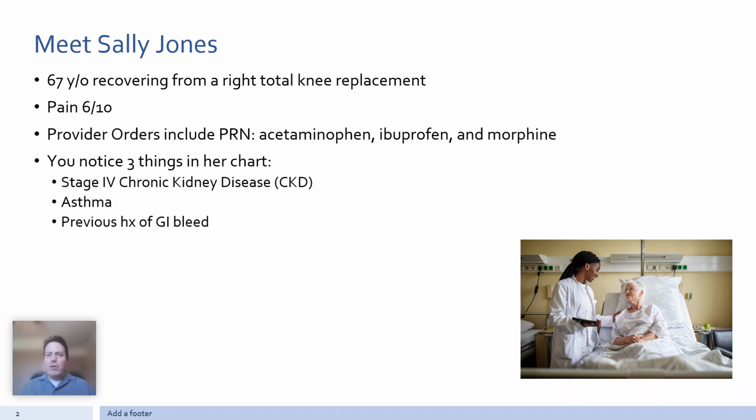As you review her chart as the nurse, you notice three important things. First, she has stage 4 chronic kidney disease. Second, she has a history of asthma. And third, she has a history of a previous gastrointestinal bleed.